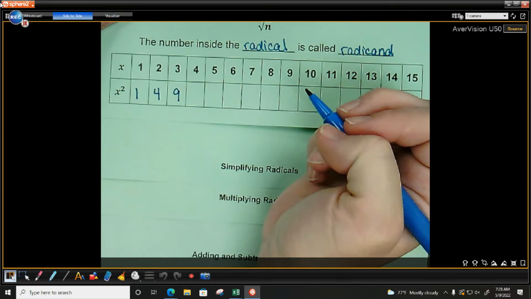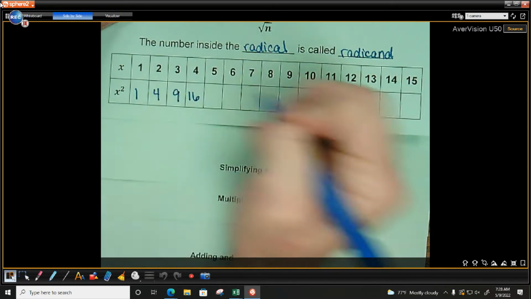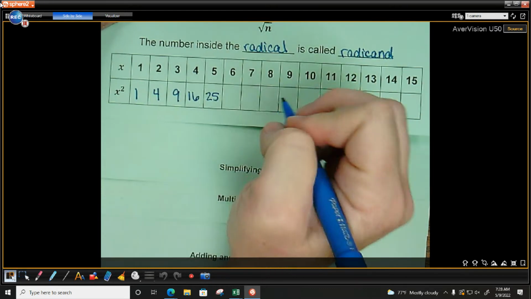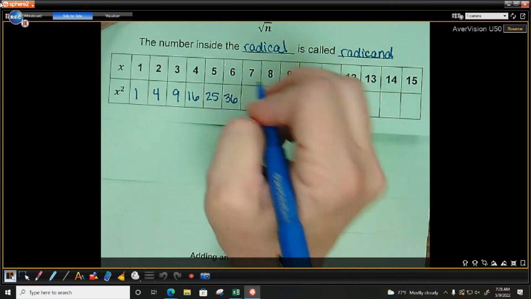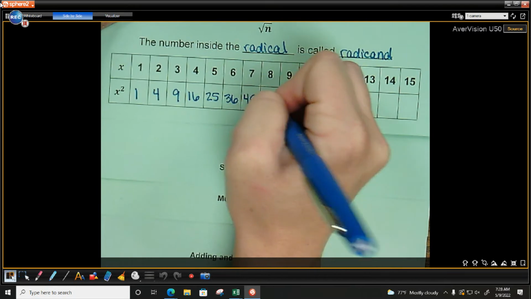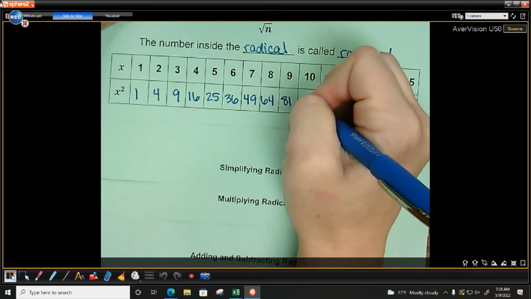9. 4 squared? 16. 5 squared? 25. 6 squared? 36. 7 squared? 49. 8. 9. 81. 10.